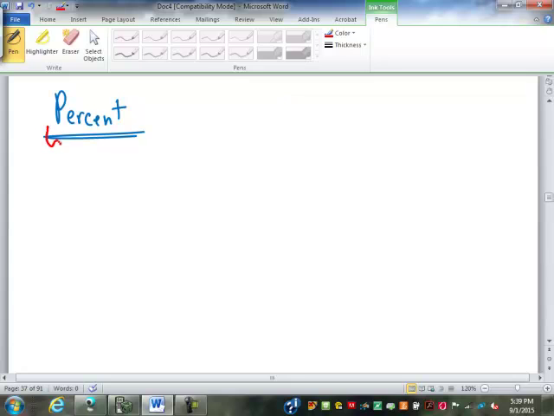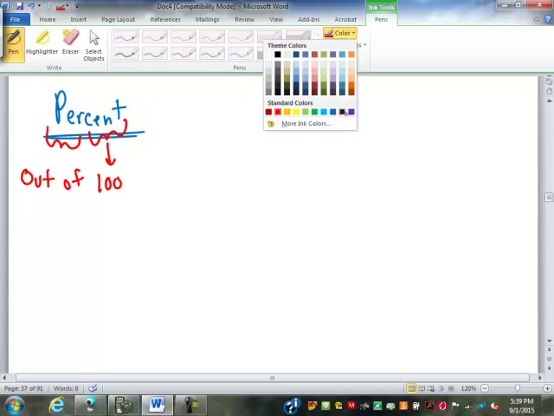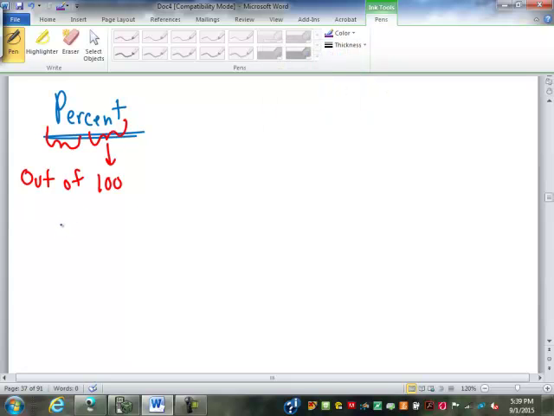And it's actually two words, per. Think of miles per gallon or miles per hour. It means for each or out of. And cent. Think of years in a century or cents in a dollar. It's 100. So if I give you a number like 38%, that literally means 38 out of 100.